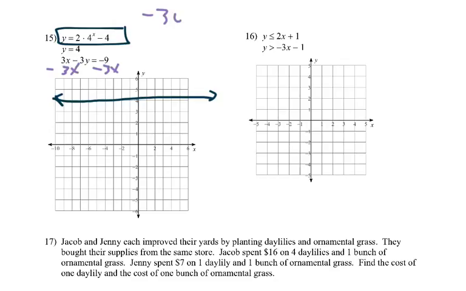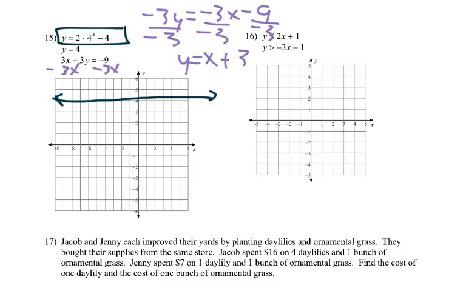So I get negative 3y equals negative 3x minus 9. Divide by negative 3. I get y equals x plus 3. So up to 3, then we go up 1 to the right 1. So far we have one intersection point right here.